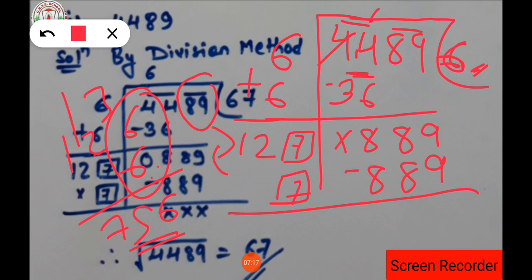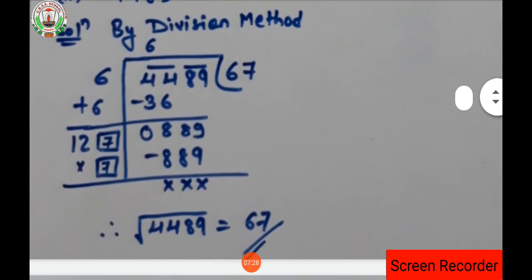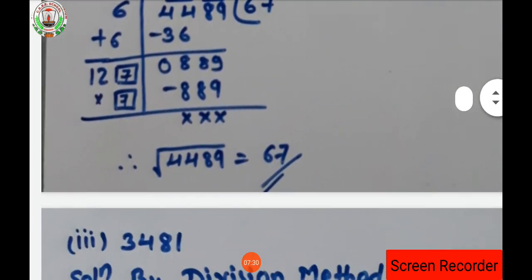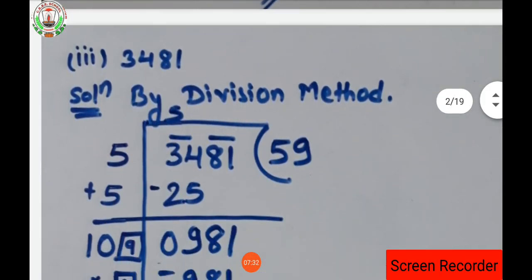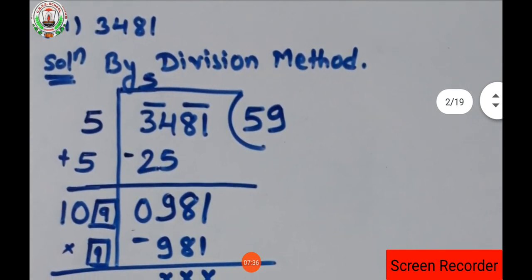Okay, so it will be subtracted, and what's the answer we are getting? The answer we are getting as the square root of 4489 is 67. Clear everyone? Next question. In this question also you have to do it with the long division method.